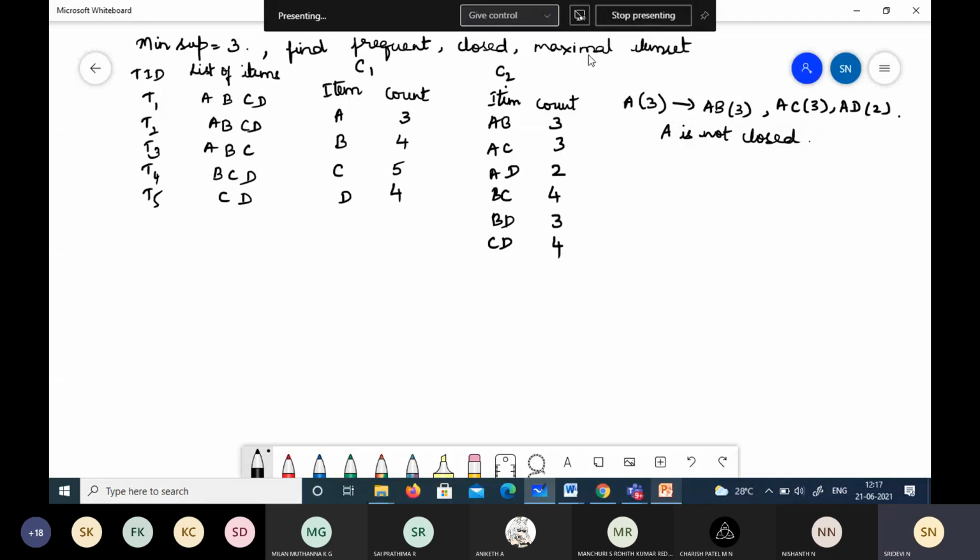We also should identify whether it is maximal. In A's immediate supersets, we have items with support count equal to 3. Here the minimum support count is 3. So if we find any element with minimum support count, then we cannot say that A is maximal. In case all these support counts are not equal to the minimum support count, then we can say that A is maximal. So that is what the definition says.